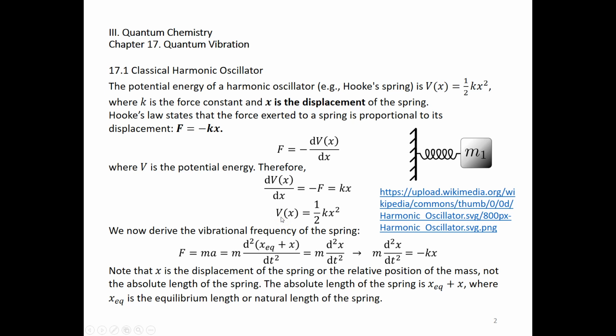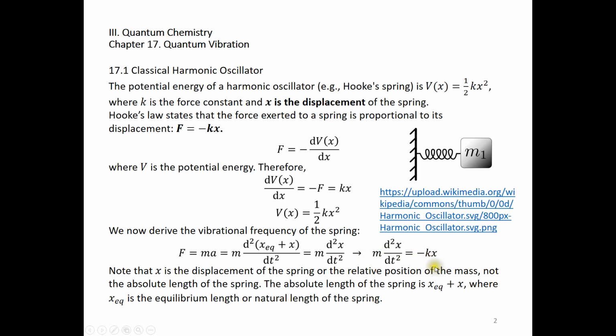We now derive the vibrational frequency of this spring. F equals ma, that's Newton's law. a is the second derivative of the length of the spring with respect to time. The equilibrium distance is independent of time. Therefore, force is equal to m times the second derivative of the displacement x with respect to t. And F is also negative kx.